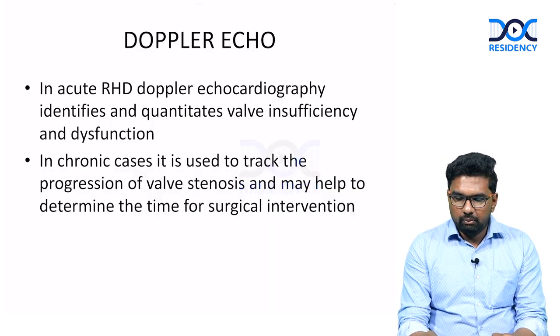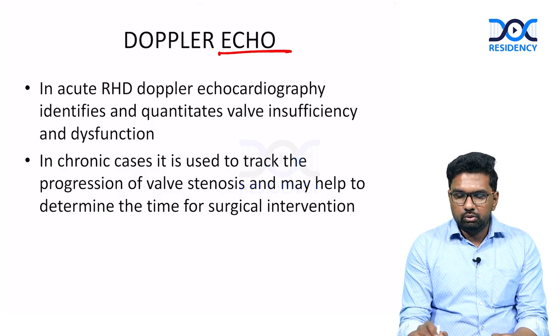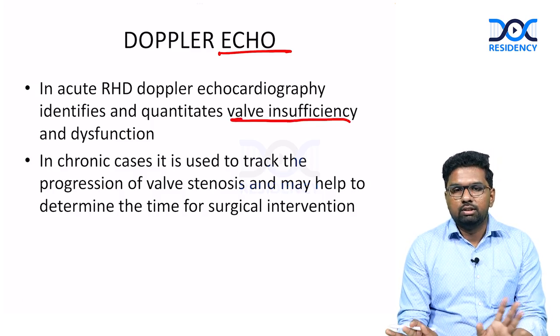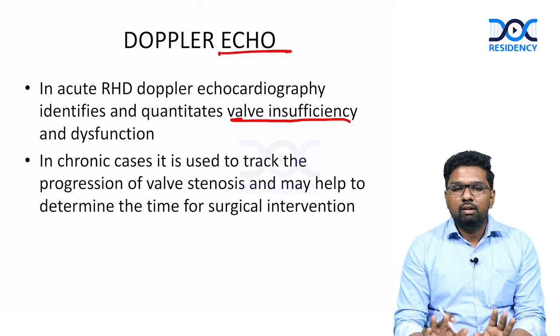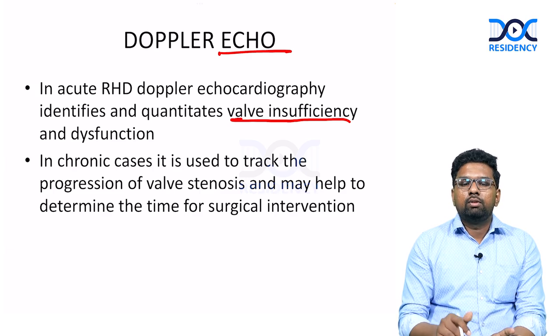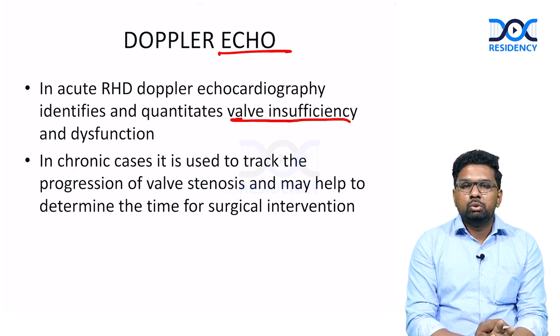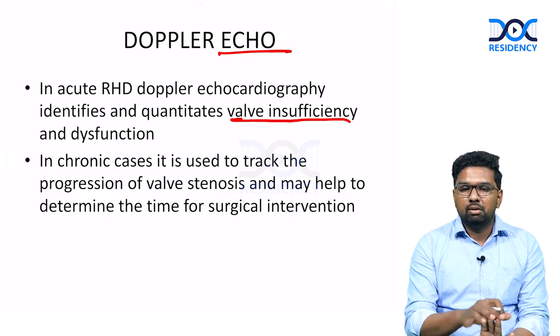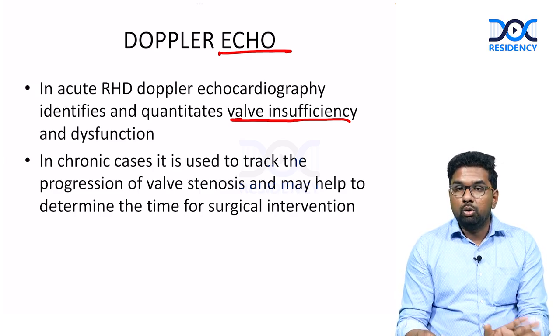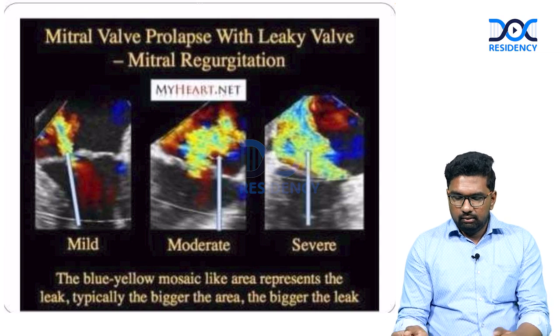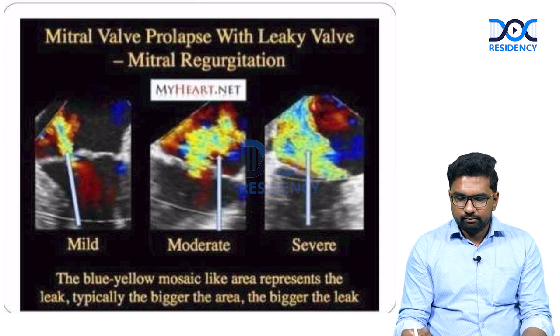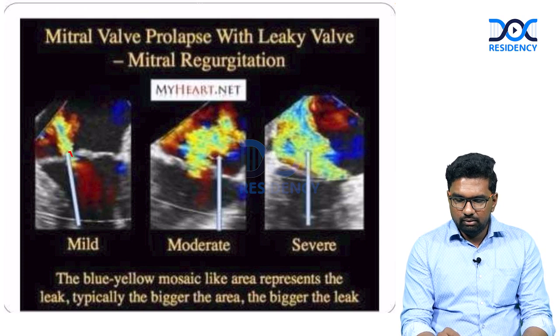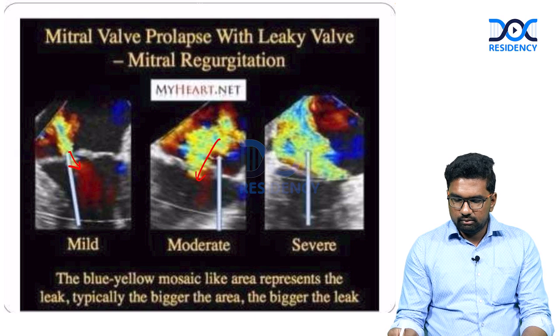So coming to the echo, in RHD it is used to detect the valvular insufficiency. In chronic situations, it is used to monitor the valvular status, whether we should go for a repair or a replacement, or when to operate. So this is an echo finding. You can see a regurgitative lesion over here. There's a regurgitation over here.